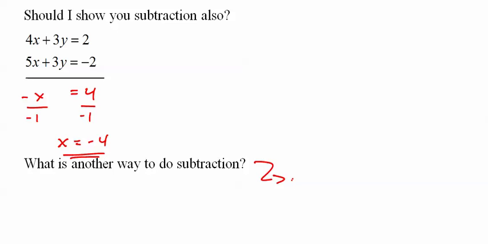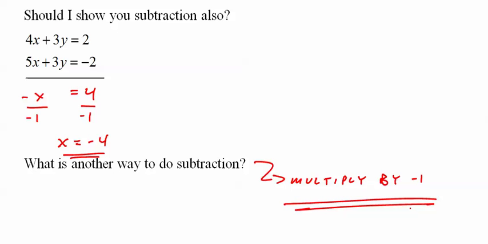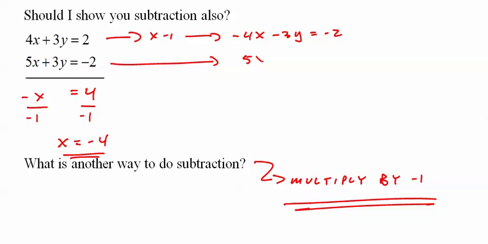I don't do that. I multiply by negative 1 first, because I do not trust myself to remember that I'm subtracting. I always want to add. So I'm going to multiply this one all by negative 1. Now we'll get negative 4x minus 3y equals negative 2. I'm going to bring this one over. 5x plus 3y equals negative 2. And I'm going to get x equals negative 4.